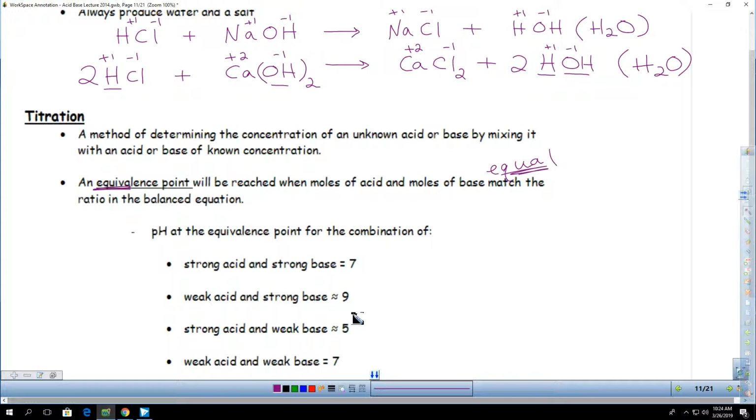We look at the nature of the acid and the base. Are they strong? Are they weak? And what pH range am I looking for when I have equal moles according to the ratio in the balanced equation?